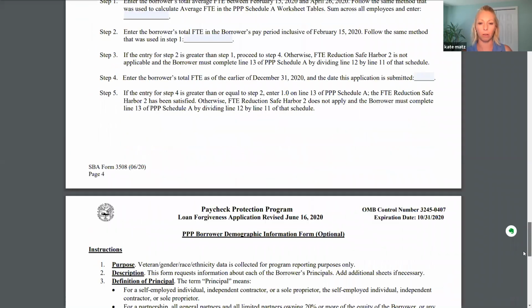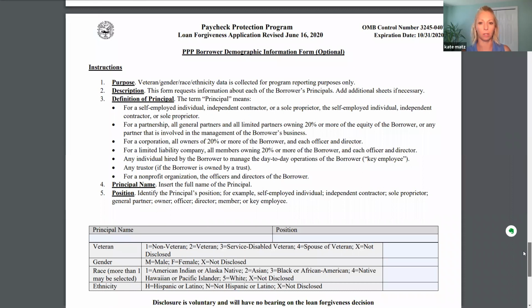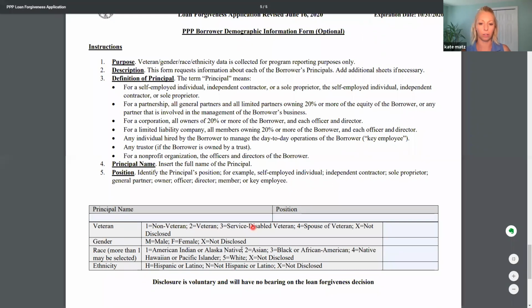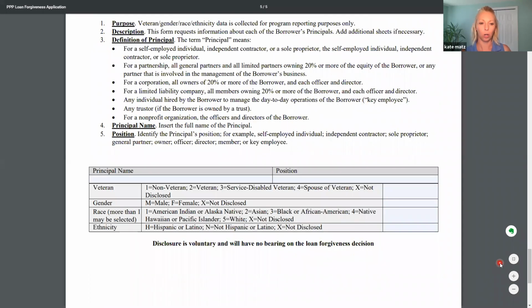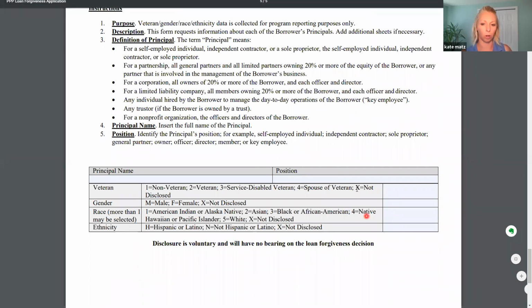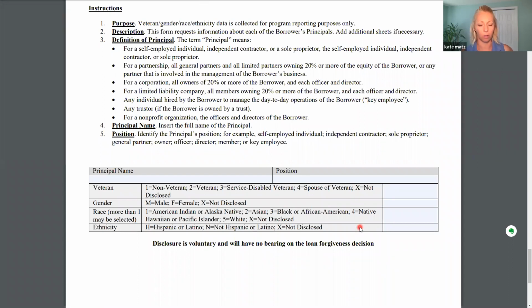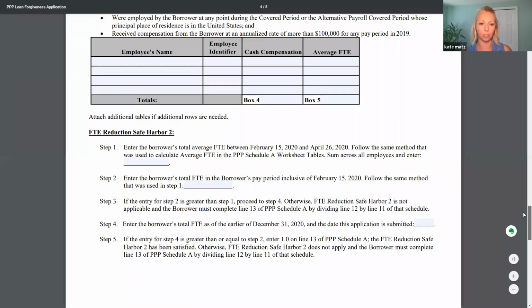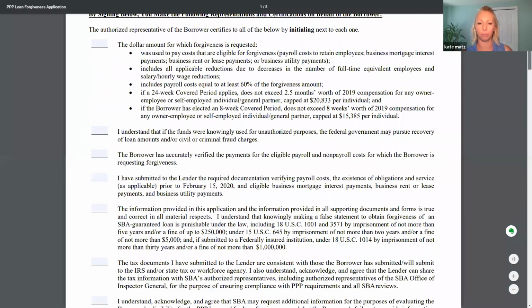The last page of the application then is just some demographic information. It's optional. So this is where the government can gather some statistics as far as who actually received the loans, what kind of businesses they were or ownership they had. So if you want to provide that information, further statistics, go ahead. If you don't, that is optional and you can skip over that. So it is a 4-page application with that one optional component.